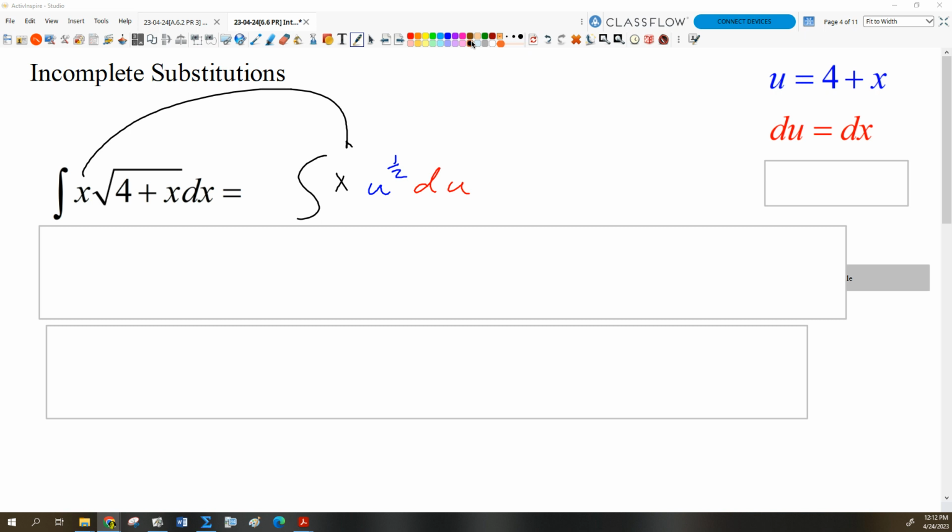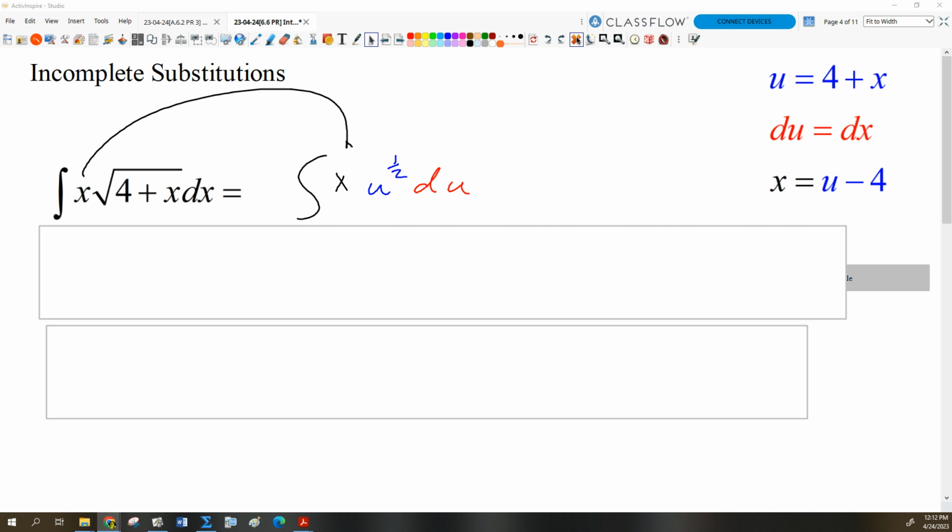Well, sometimes it's tough to do. This worked out great, but sometimes the x might be tied up inside some other types of functions, which makes it very difficult to isolate the x. That would be an instance where probably u-substitution isn't going to work, and there's probably a better way to do it. But for this one, we just solve for x, and x is equal to u minus 4.